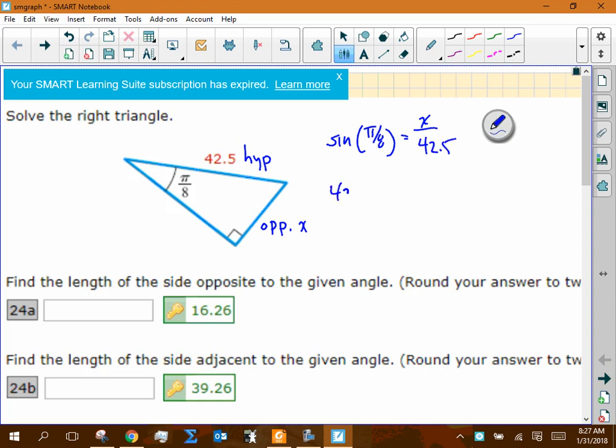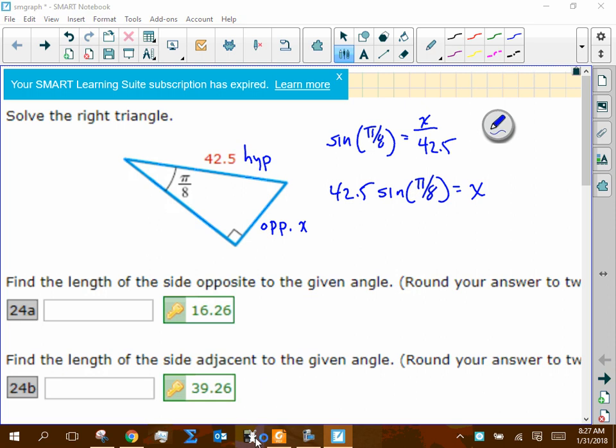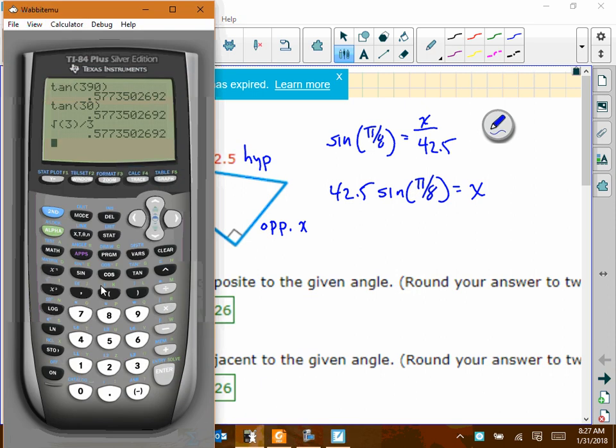Multiply both sides by 42.5. And now we have our x side, and it should be that 16.26 number. Make sure you're in, what mode do I need to be in now if I'm going to use my calculator? It needs to be in radians.